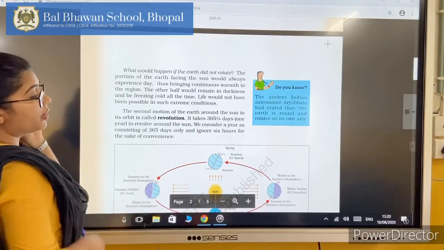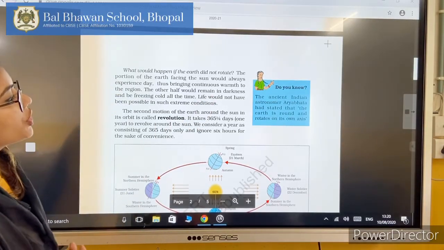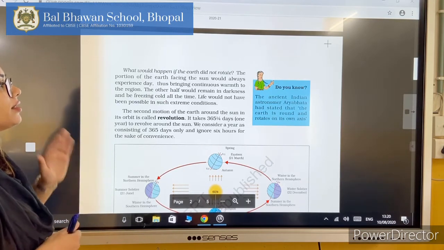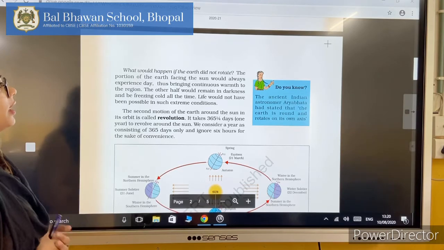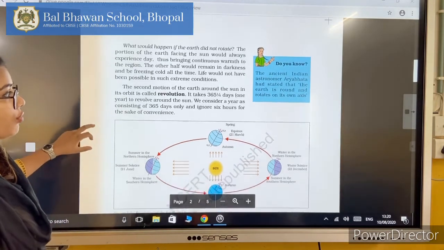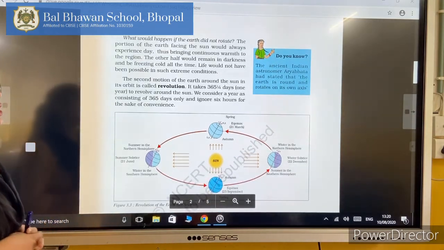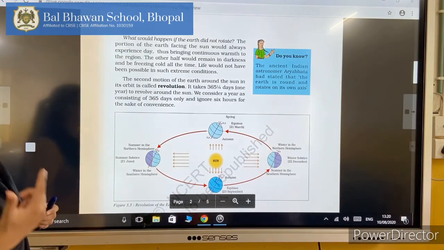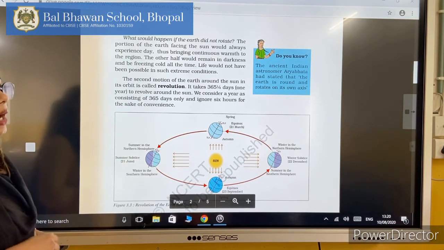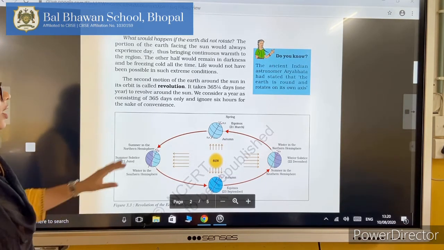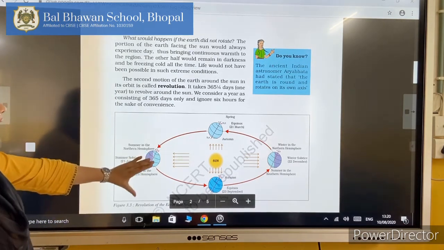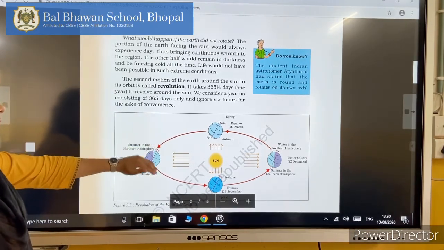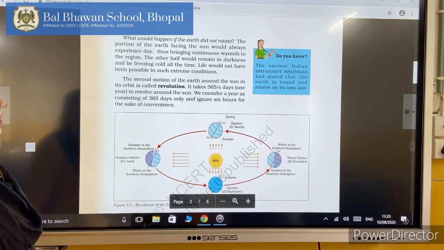Let us understand, do you know the fact. An ancient Indian astronomer Aryabhata had stated that earth is round and rotates on its axis. That means it was an Indian astronomer who said that the earth is round and rotates on its own axis. Whereas in chapter 1 we have discussed that Earth is not completely round. It has a geoid shape, which means flattened at the top and bulging out at the center.